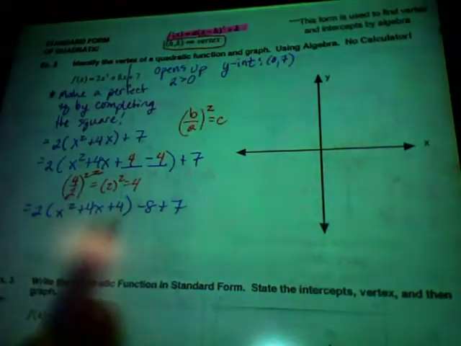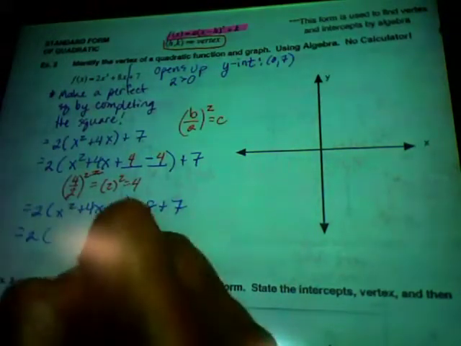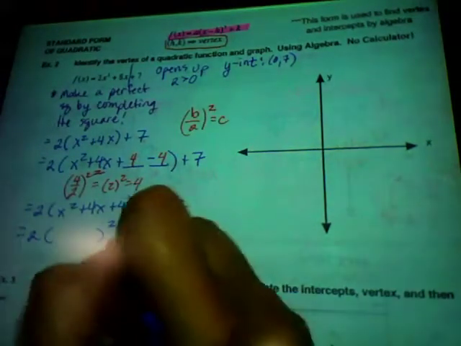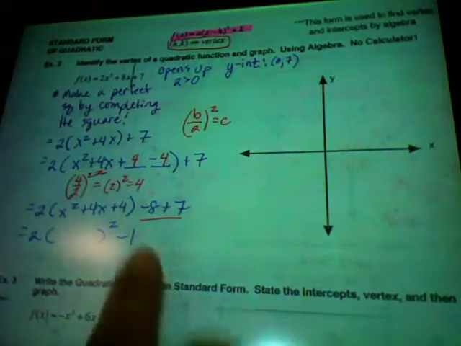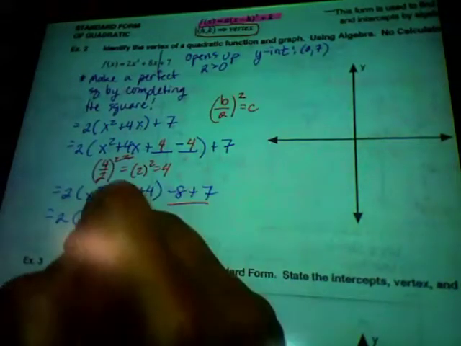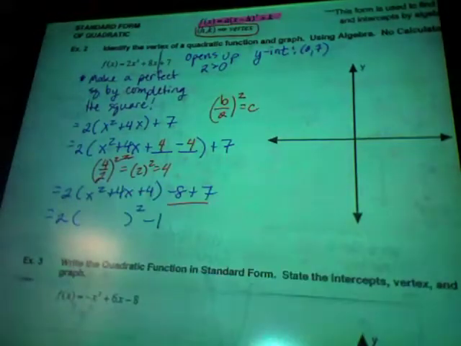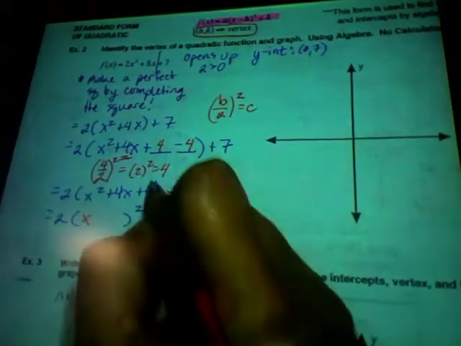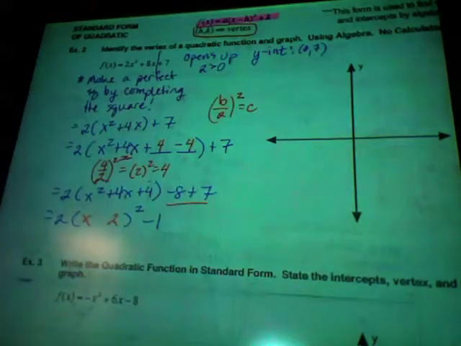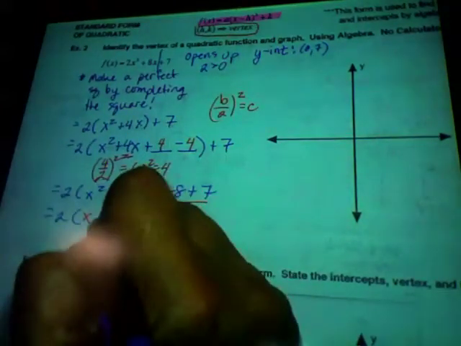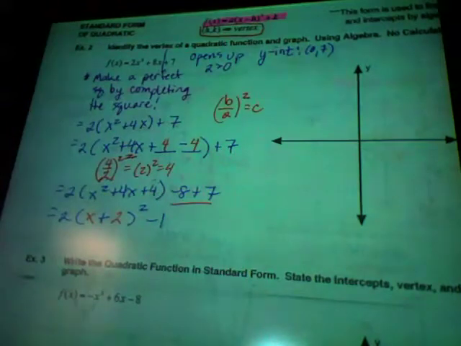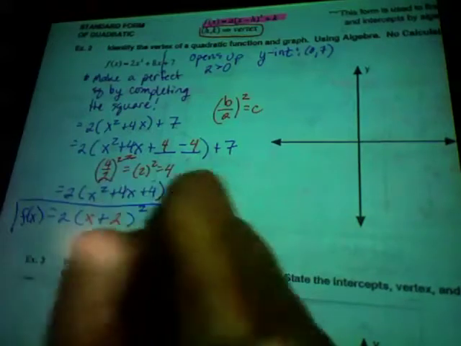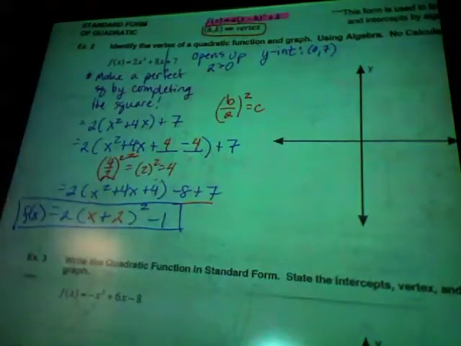Now, this should be a perfect square trinomial. 2 parentheses squared, and what do these give you? Minus 1. Is it x plus 2? Yes. Why is it x plus 2? Find the square root of your bookends. What's the square root of this? x. What's the square root of this? 2. And whatever your middle sign is, in this case it's positive, it goes in the middle. So isn't that now in standard form? It took me a while to explain it, but normally it goes much quicker, doesn't it?